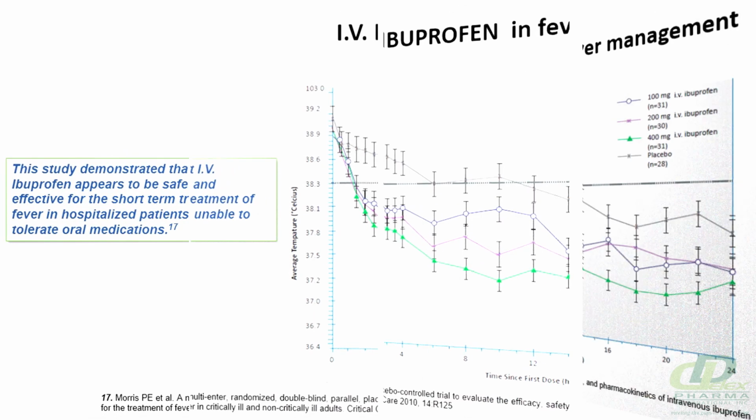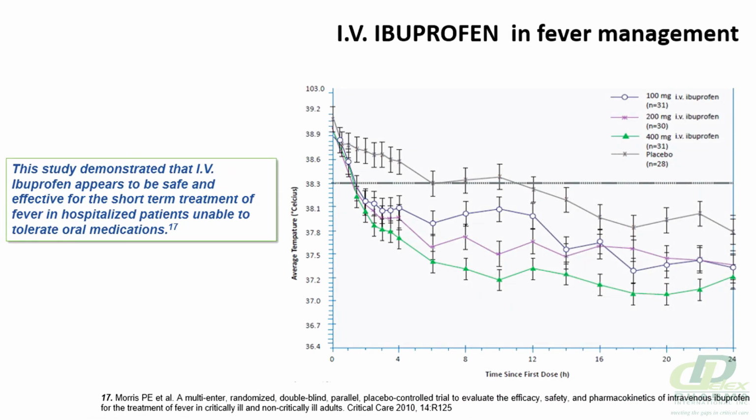This multi-center, randomized, double-blind, parallel, and placebo-controlled study done in 2010 demonstrated that IV ibuprofen appears to be safe and effective for the short-term treatment of fever in hospitalized patients unable to tolerate oral medications. Results show that all IV ibuprofen dose levels resulted in a statistically significant reduction in the number of patients with temperature less than 38.3 degrees centigrade after 4 hours.